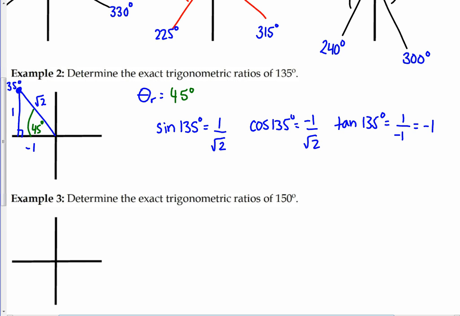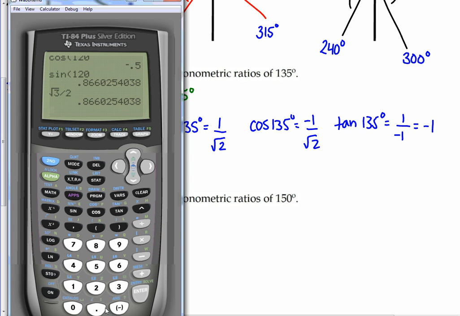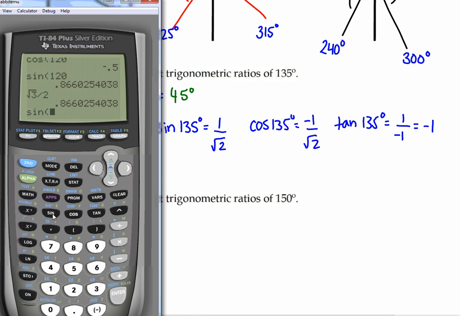Can you check your work? Yeah, really easily. I type in sine, I type in 135. Boom, it gives me 0.707. Then what else am I going to type in? 1 divided by root 2 should be the same thing. There it is. Cos 135: yep, negative 1 over root 2. And then tan 135. There it is.